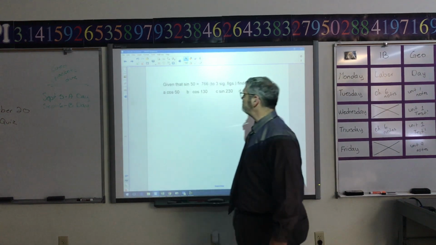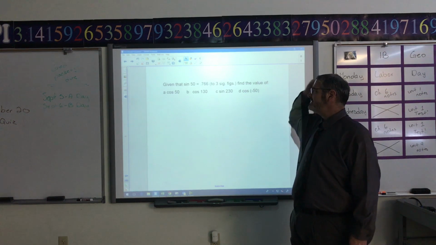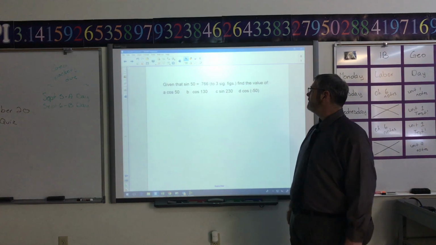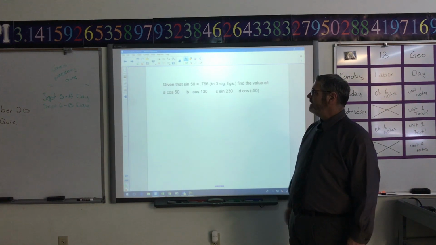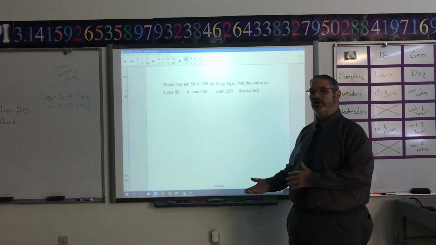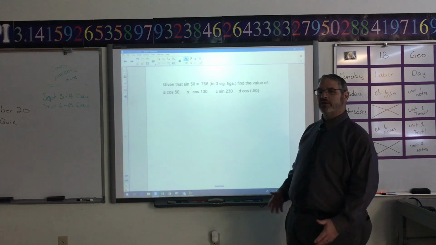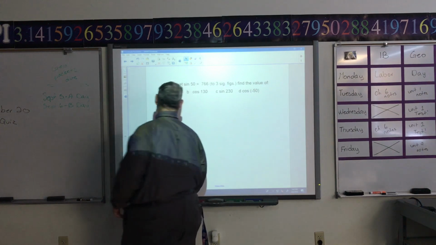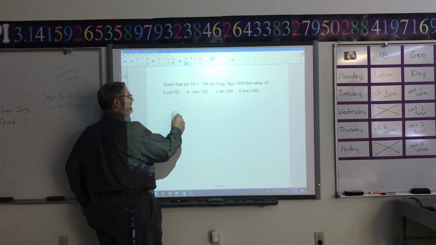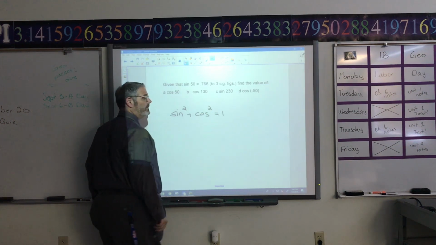And lastly, given that the sine of 50 is 0.766 to 3 sig figs, they want to find the value of cosine of 50. Wow. If I have the sine of 45, well, I can figure out the cosine of 45, but this way is going to be a little bit harder. What we have to remember is what we talked about last time. Sine squared plus cosine squared is equal to 1.